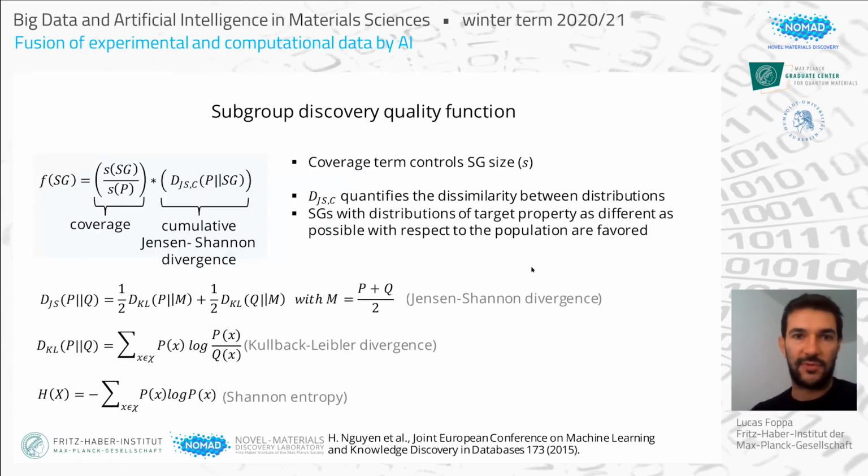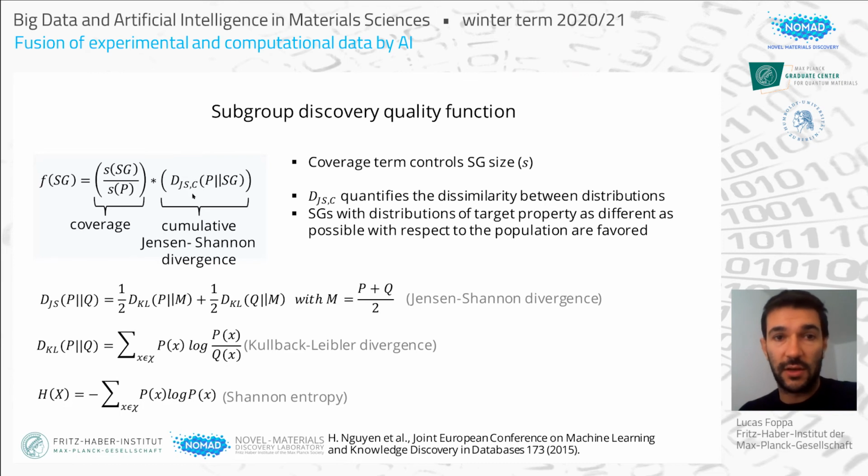Now we have to talk about the quality function. This is how the quality function of subgroup discovery is defined, in this expression here. It contains two terms. The first term is what we call coverage, which is the ratio between the size of the subgroup and the size of the population, which is the whole data set. This term controls the subgroup size. This is the first part of the quality function. The second part is here. It is what is called the cumulative Jensen-Shannon divergence.